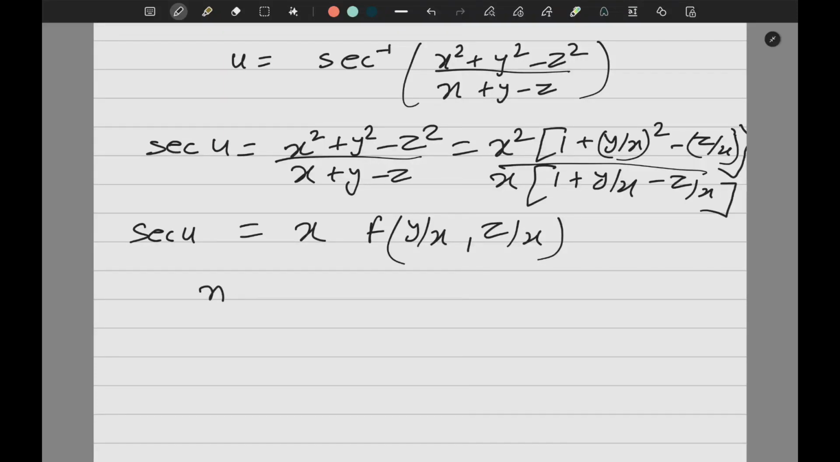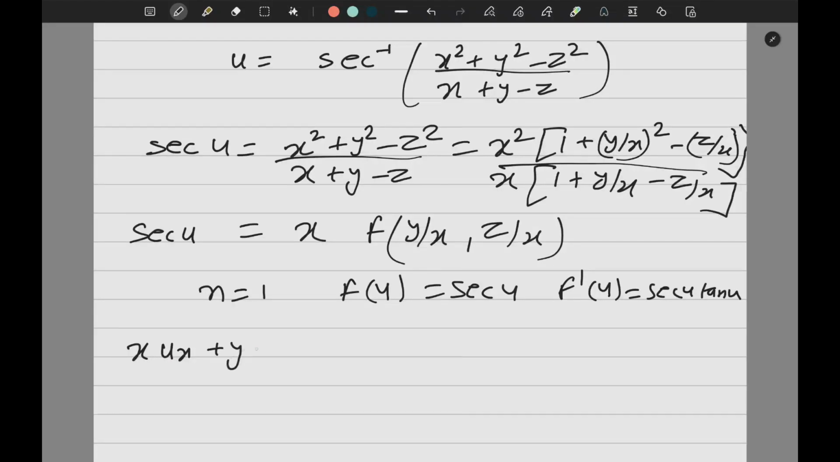Now here n is equal to 1, f of u is equal to sec u and f dash u is equal to sec u tan u. Right? So my answer will be x dou u by dou x plus y dou u by dou y plus z dou u by dou z is equal to n, that means 1 into sec u upon sec u tan u, which is nothing but cot u. So done. Now like this you can try this question as well.